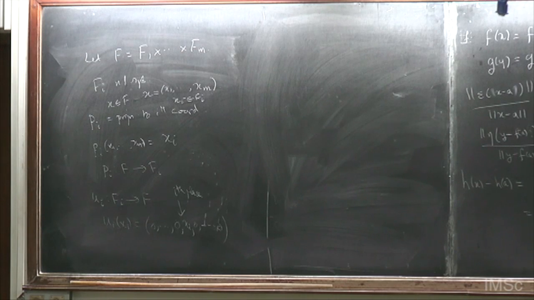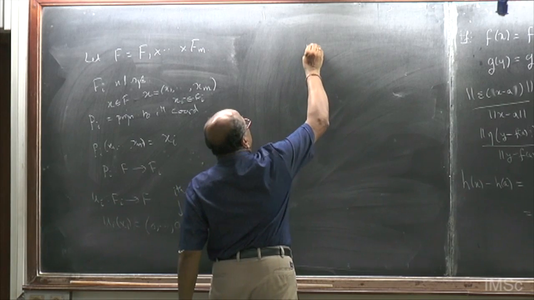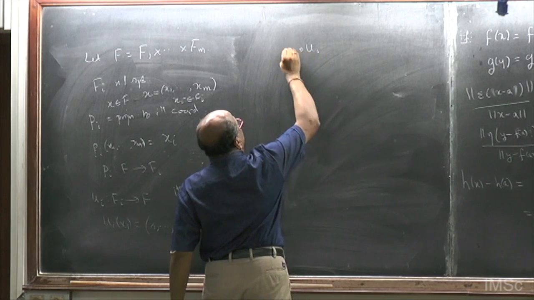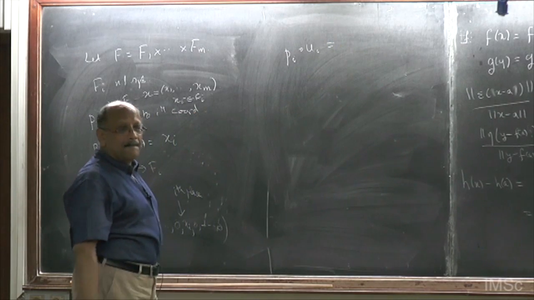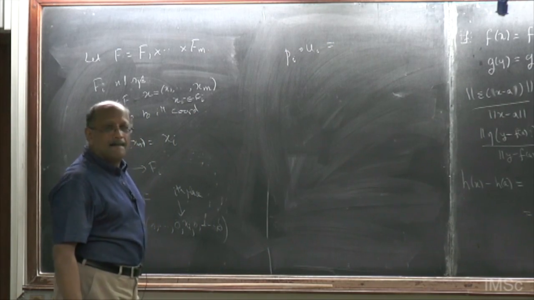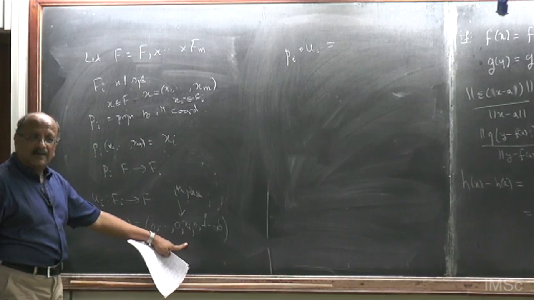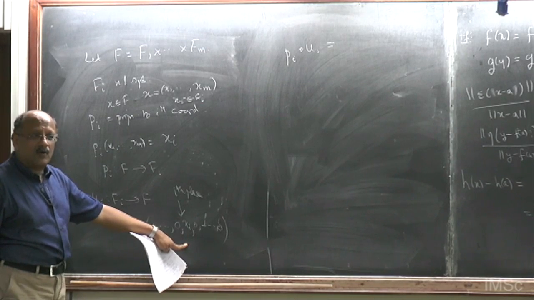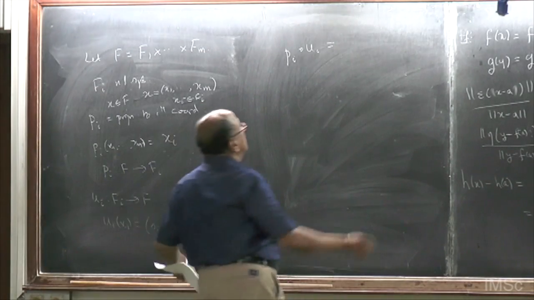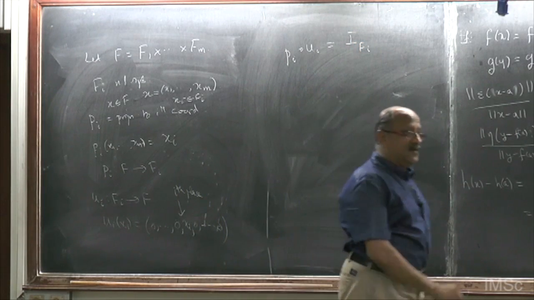Then the two following things. So, if you first apply ui and then you apply pi, what will you get? If I apply ui, I will get this. If I apply pi, I will get xi. So, xi will go to xi. So, this is nothing but the identity map on the space Fi.